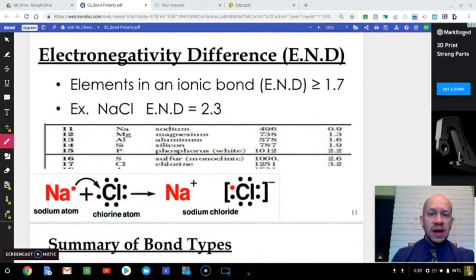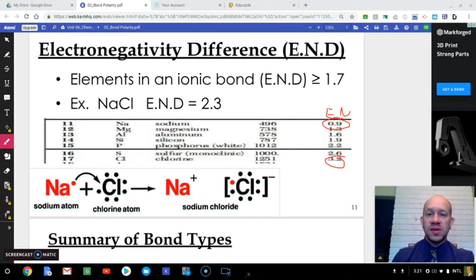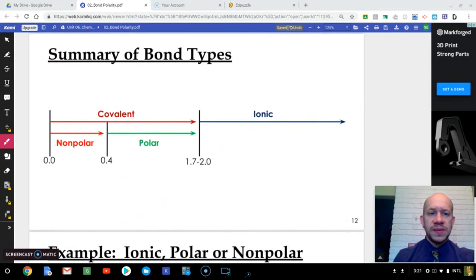Elements in an ionic bond usually have an END value greater than 1.7. For example, sodium chloride has an END of 2.3. We get those values from Table S. Over here, this is the electronegativity. So if I take 0.9 and subtract it from chlorine, which is 3.2, I get that difference of 2.3.